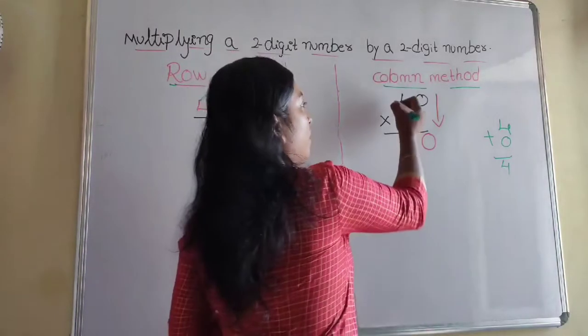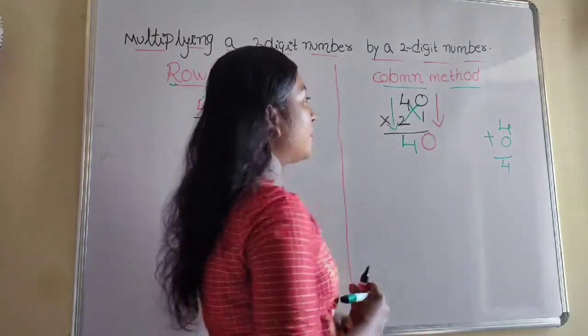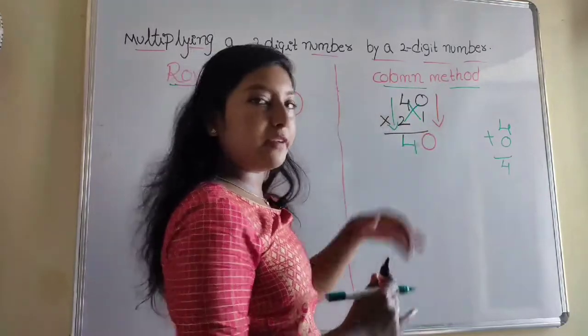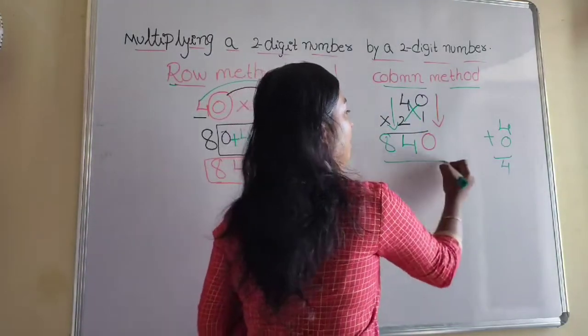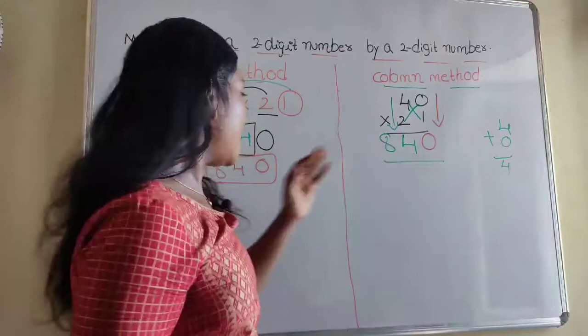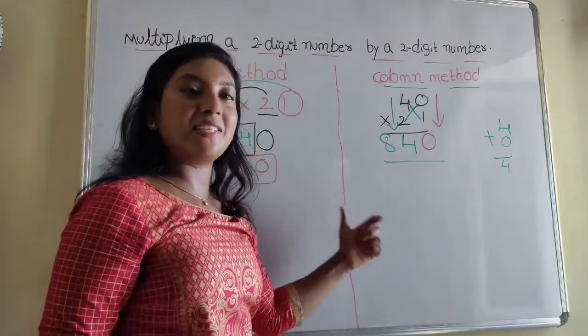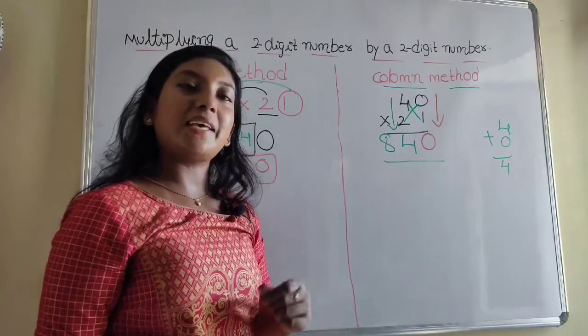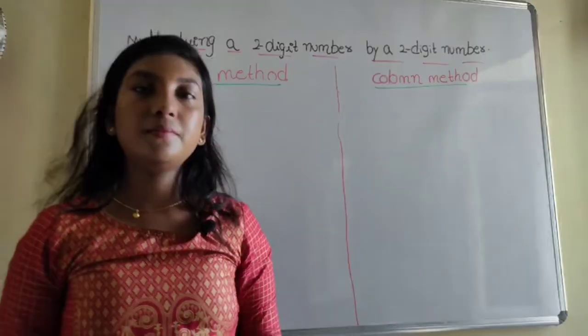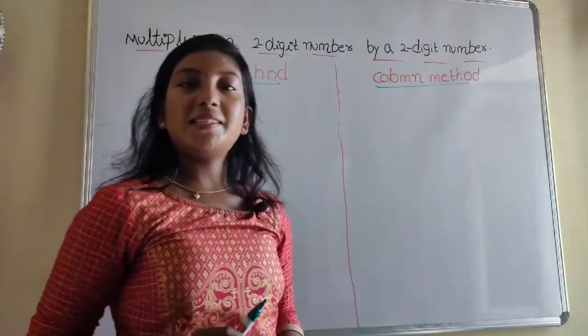Now follow this arrow mark. 4 into 2 gives 8. So we got the same answer, 840, here also 840. So whatever method you follow, you will get the same answer. You can do it within seconds if you start practicing. Let us see one more example.